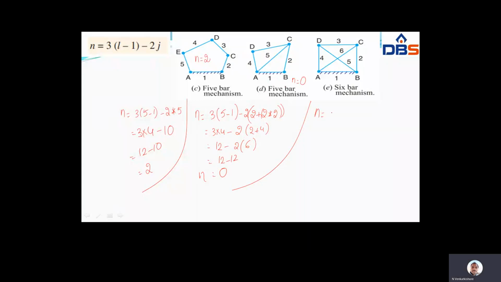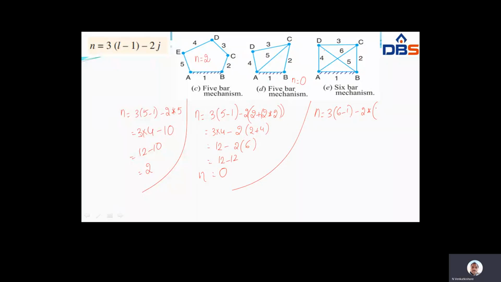N is equals to 3 into number of links. How many links? 1, 2, 3, 4, 5, 6. So 6 minus 1, minus 2, number of joints. Binary joints: A is having 1, 2, 3. B is having 1, 2, 3. C is having 1, 2, 3. D is also having 1, 2, 3.